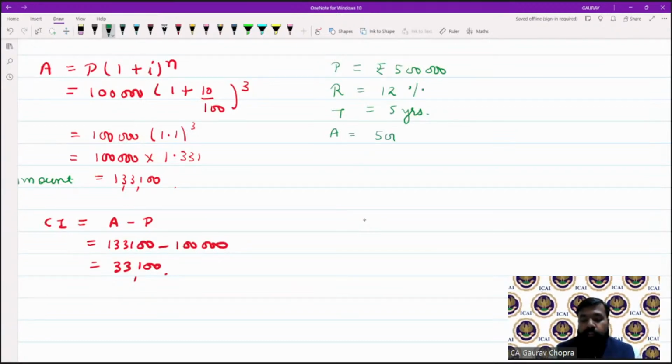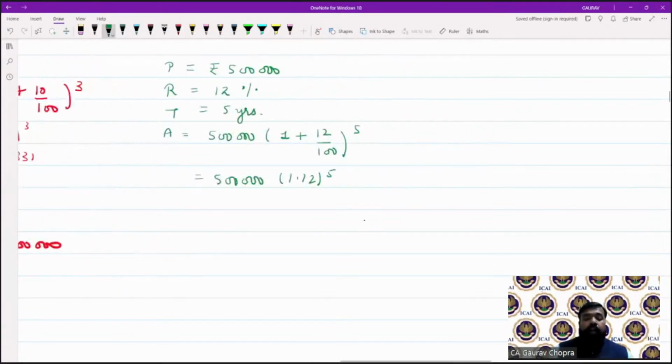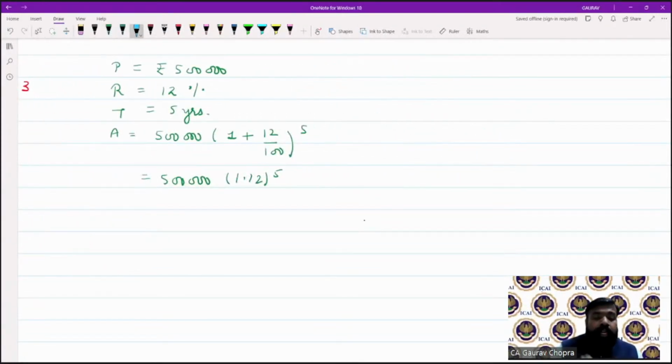So apply the formula: 5 lakh multiplied by (1 plus i) whole to the power of 5, where i is 12 by 100. Now this is 1.12 whole to the power of 5, and then multiply by 5 lakh. And now how to do this calculation on your calculator? First of all, check your calculator that nothing should be there. The screen should be blank, and especially there should be no M sign on the calculator screen.